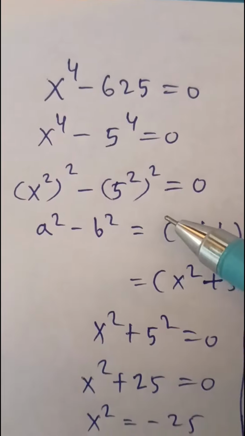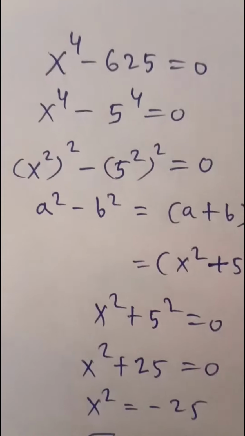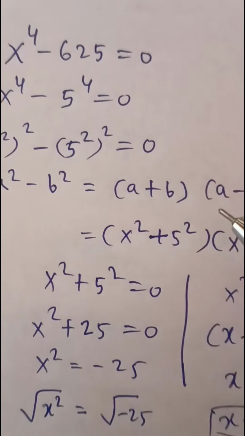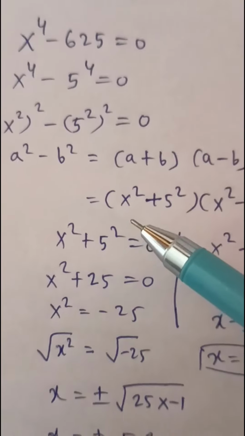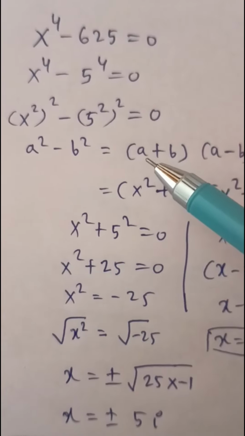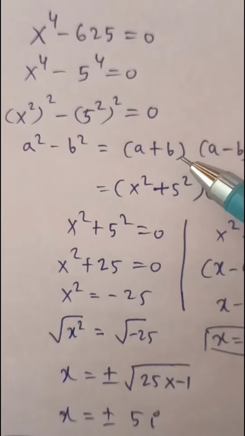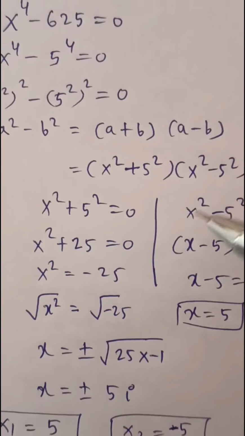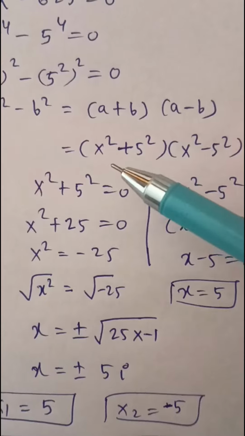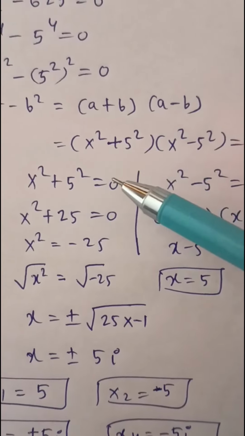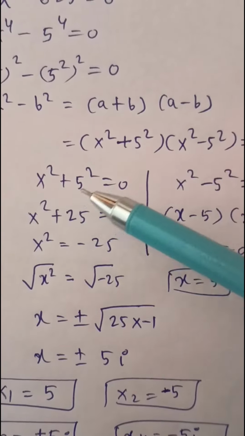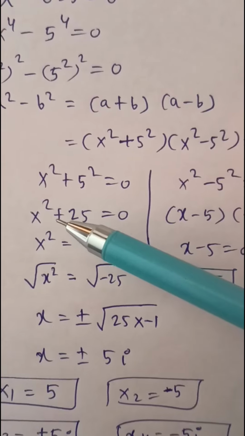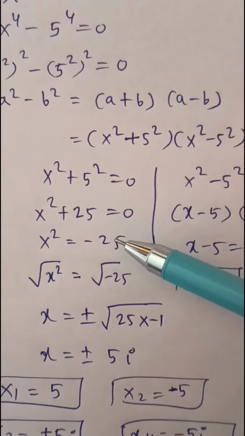It is in the form of a squared minus b squared is equal to (a plus b)(a minus b). Here in place of a we have x squared, in place of b we have 5 squared. (x squared plus 5 squared)(x squared minus 5 squared) is equal to 0. x squared plus 5 squared is equal to 0. x squared as it is, 5 squared we can write as 25, plus 25 you can shift to the right hand side, becomes minus 25.